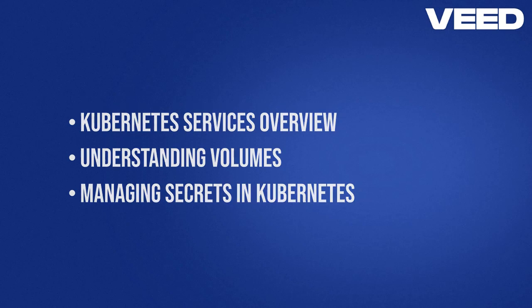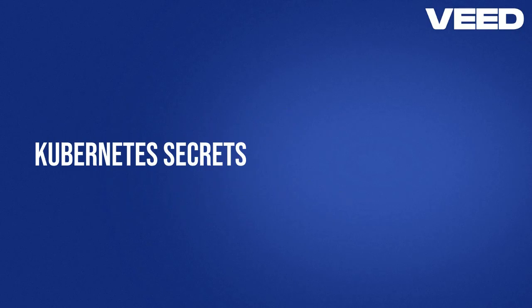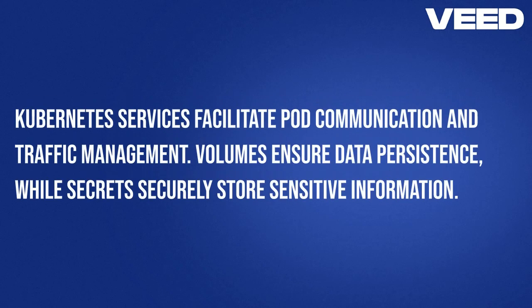Kubernetes secrets are used to securely store sensitive information such as passwords, tokens, and API keys. Secrets are encoded and can be mounted into pods, ensuring that sensitive data isn't exposed in your code base.